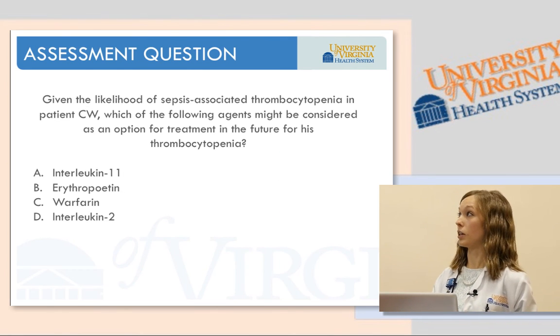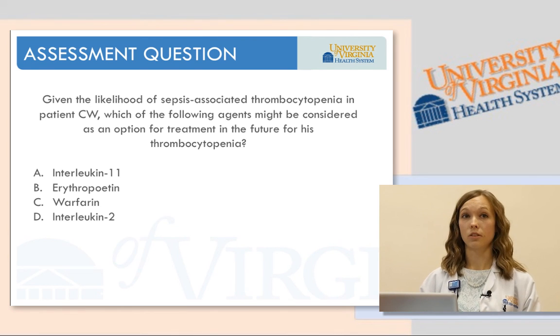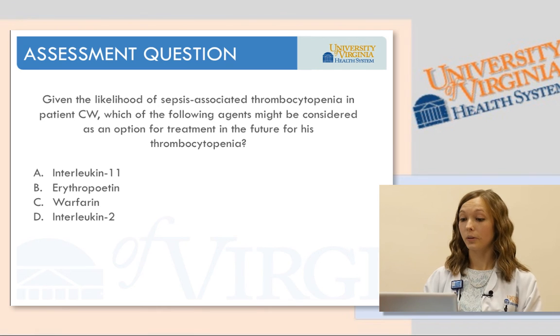So now our last assessment question. Given the likelihood of sepsis-associated thrombocytopenia as being what's going on with our patient, which of the following agents might be something that's considered as an option in the future for treatment of this kind of thrombocytopenia? Interleukin 11, erythropoietin, warfarin, or interleukin 2?